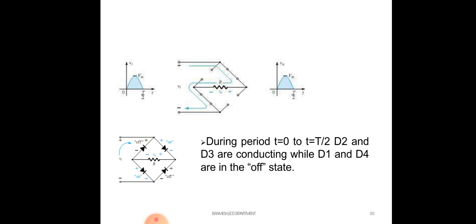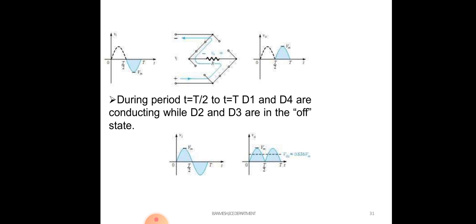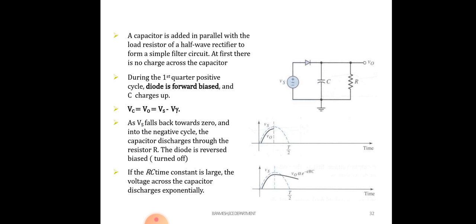See the current direction in the bridge rectifier. For a positive cycle, D3 and D1 are forward biased, and D2 and D4 are reverse biased. So during the period 0 to T/2, D1 and D3 are conducting, and D2 and D4 are turned off. During the period T/2 to T, D1 and D4 are conducting, and D2 and D3 are in the off state.